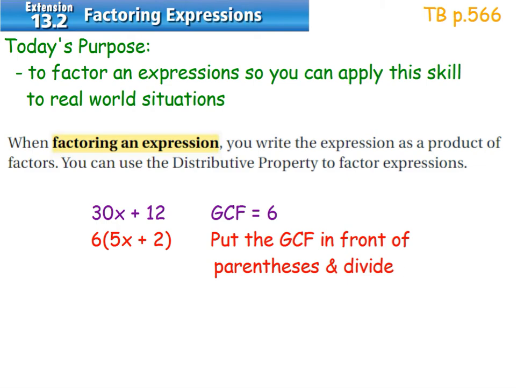The way to check and see if this is right is simply to multiply. 6 times 5x is 30x. 6 times 2 is 12. And I put the addition symbol back in between it, and I'm back to where I started from. These are the types of problems you've done before. The only difference today is, as I said, it will be integers and rational numbers.